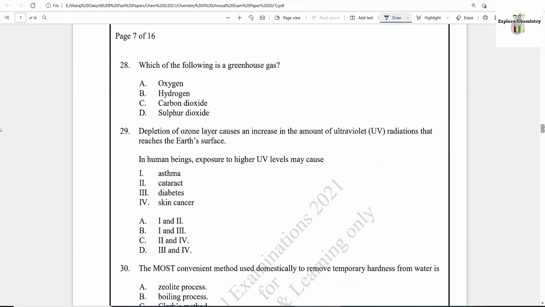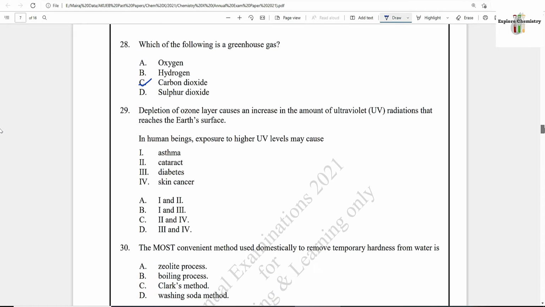Number 28. Which of the following is a greenhouse gas? Oxygen or hydrogen? No. Carbon dioxide is the greenhouse gas which causes global warming. Sulfur dioxide causes acid rain, not global warming, and is not a greenhouse gas.